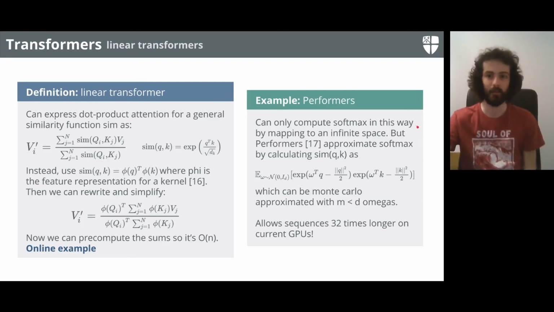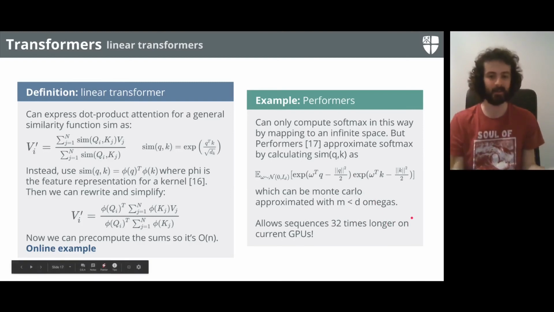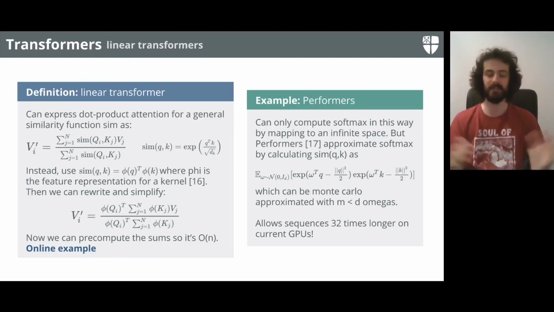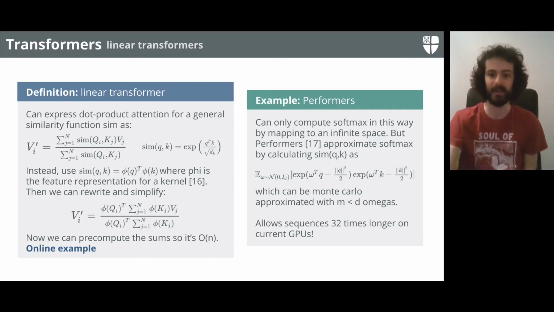However, we can approximate the softmax Monte Carlo-wise, with a complicated approximation involving sampling from normal distributions. But we can do transformers in linear time with softmaxes by approximating it, giving 32 times longer sequences on current GPUs. That's huge. So expect GPT-4 with huge sequence lengths, everything bigger, trillion parameters, very soon, because this is where it's going. I'm sure there'll be something better later, but it's a pretty cool trick and it's quite nice.